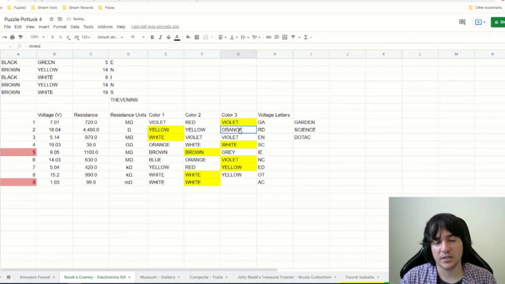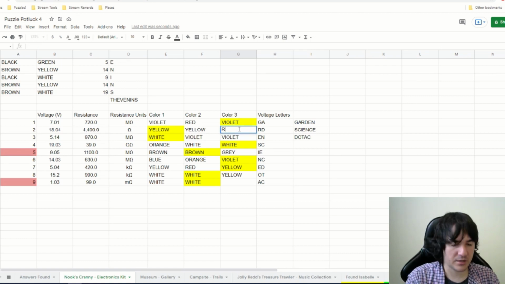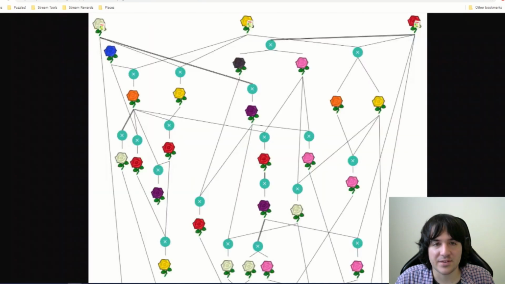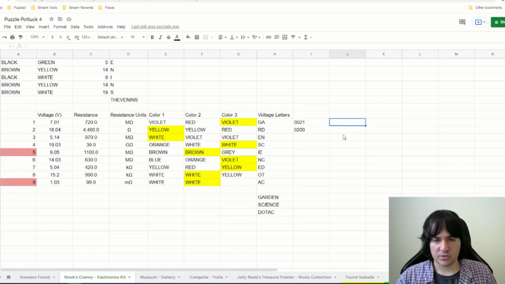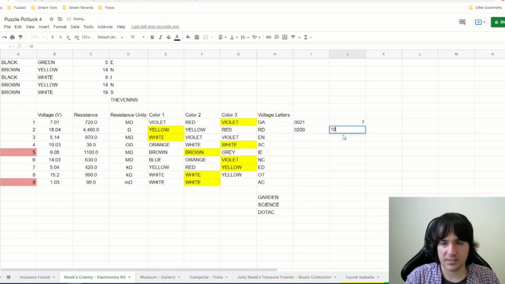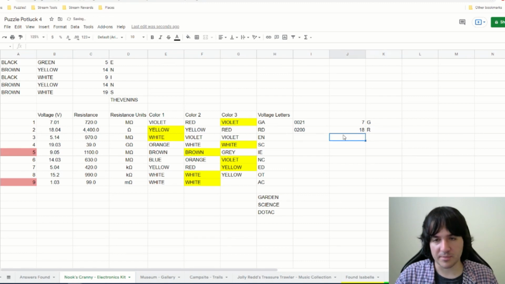So we need yellow, yellow, and 2 zeros for ohms, so red. So yellow, yellow, red. Do we have that option somewhere on here? We do. Yellow, yellow, red is right here. So that looks good. And if we were to convert these, this is 7 and 18. So we have G and R. Okay, so this is looking promising.